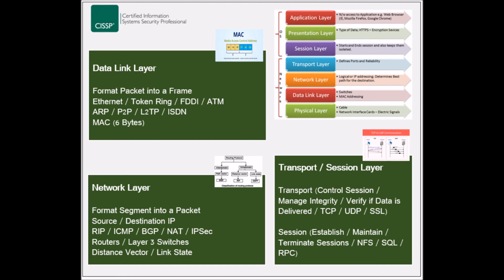The session layer, or the 5th layer, is responsible for establishing and terminating communication sessions between devices. It manages the dialogue controls such as simplex or duplex, establishes checkpoints for grouping, and retransmits lost protocol data units. The protocols found at this layer include the network file system, the structured query language, and the remote procedure call.